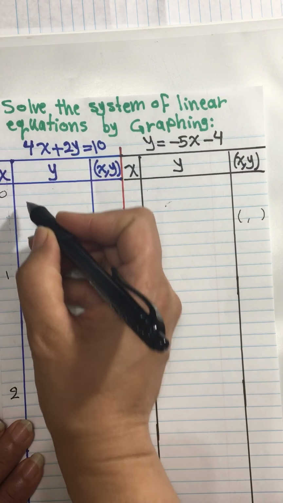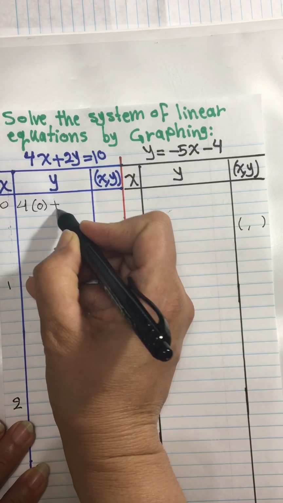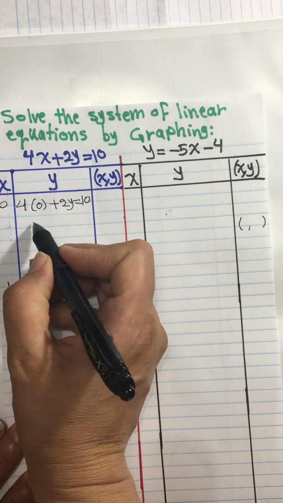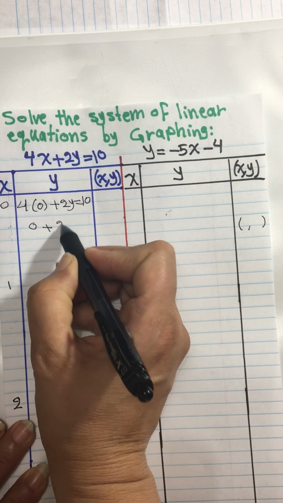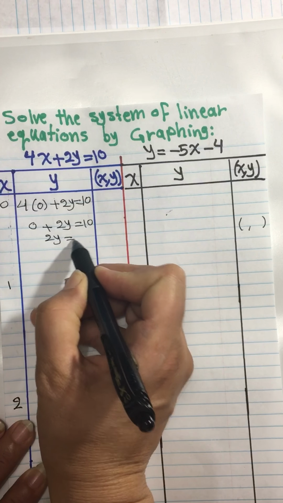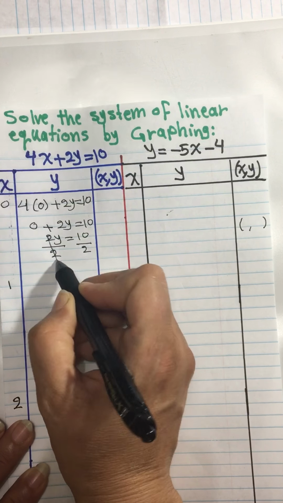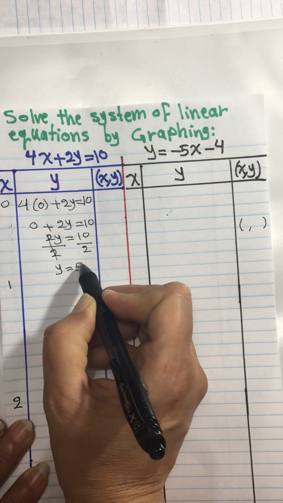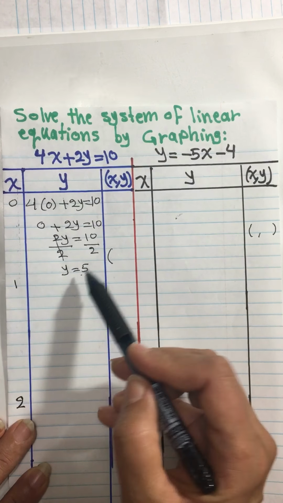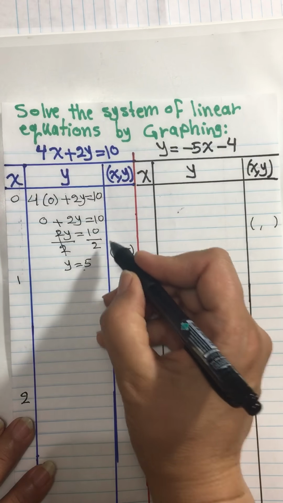So I'm going to have 4 times 0 plus 2y equals 10. 4 times 0 is 0, plus 2y equals 10. Then I'm going to get 2y equals 10. Divide both sides by 2. So I get y equals 5. So the first ordered pair is 0 for x and 5 for y. So it's (0, 5). I can name it A.